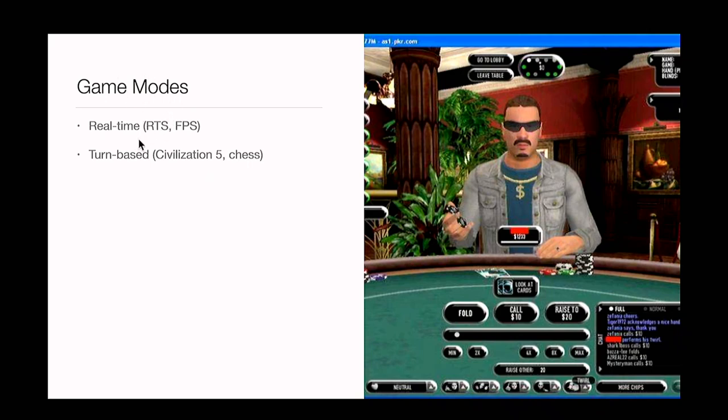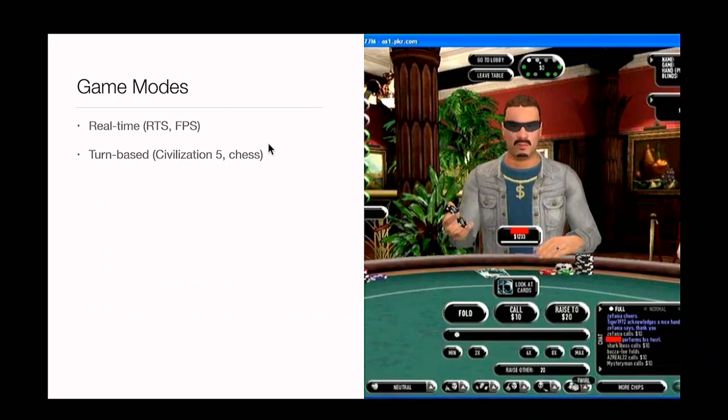Game modes. What types of games are applicable to multiplayer online games? There's all sorts, everything that you can imagine more or less. Real-time strategy, we've seen a bunch of those. First-person shooters, seen a bunch of those. You can have turn-based games, which are still popular. So Civ 5 or Civilization in particular is turn-based. Chess, poker, things like that. These types of games are all turn-based.